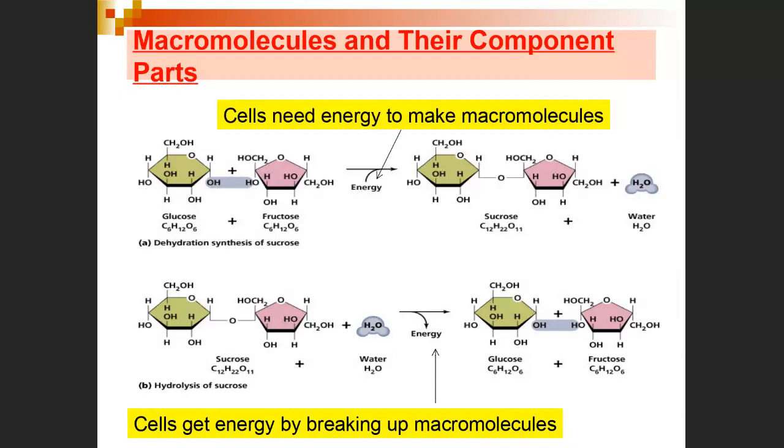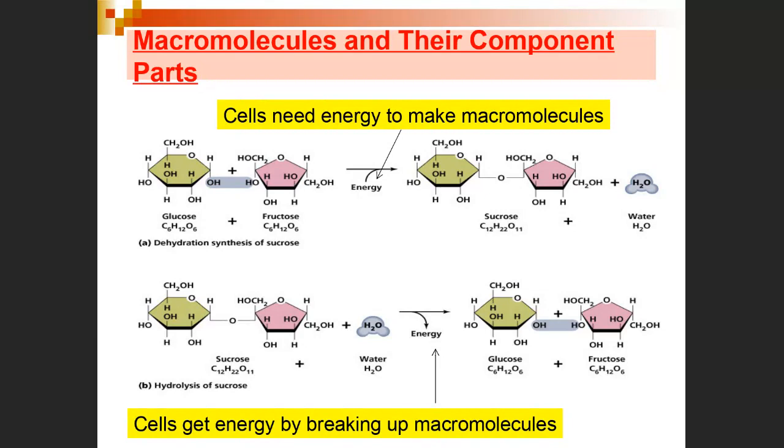Notice that the process requires energy, and it also requires the addition of a water molecule. So when you input energy into the system and remove a water molecule, you will bond these two monomers together, glucose and fructose, and now you have a new molecule called sucrose.